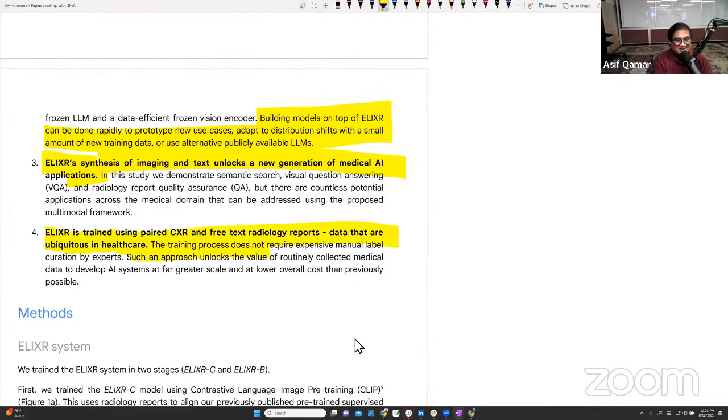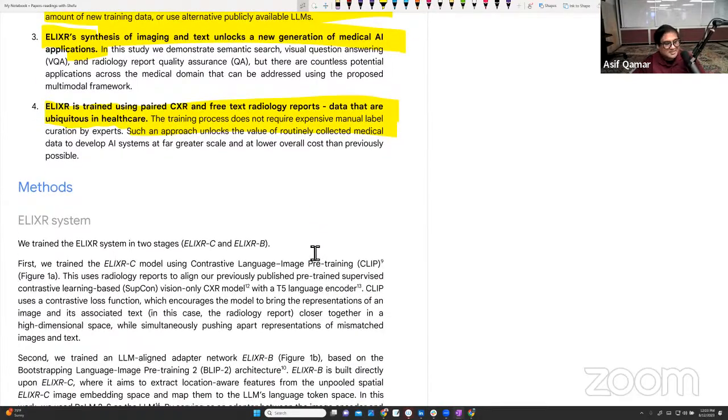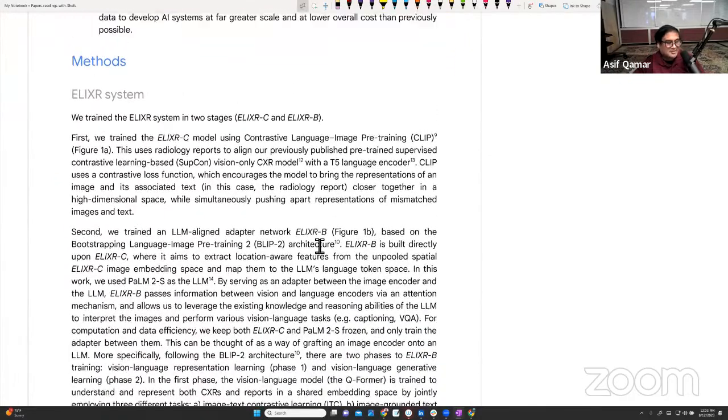So this is it. The expensive manual curation by experts. This training process does not require that. So let's get into that, guys. The method is quite interesting, actually. And I find that interesting because some of the things that you found abstract when we were doing neural architectures, you'll see how directly usable they are.